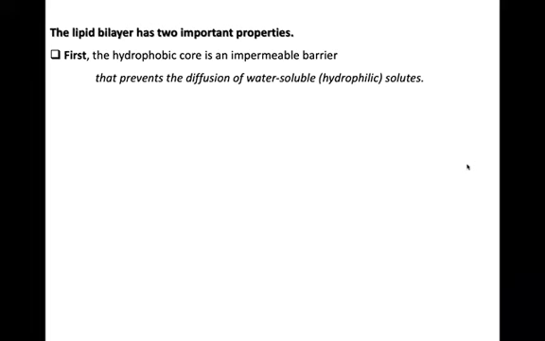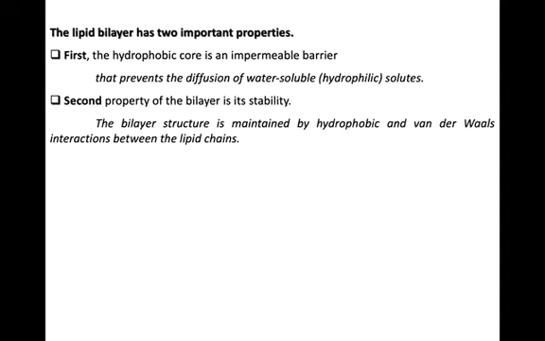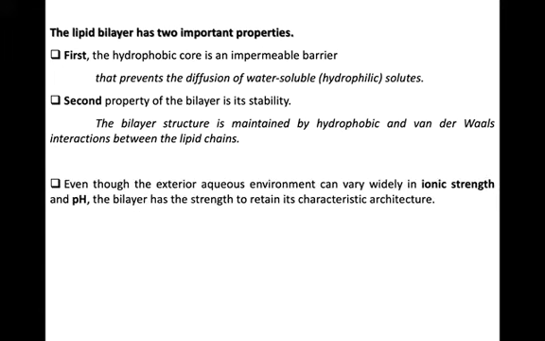So the lipid bilayer has two important functions or properties. First, the hydrophobic core, which is formed of the hydrocarbon chains, is an impermeable barrier. It prevents the diffusion of water soluble molecules, which are the hydrophilic solutes. The second property of the bilayer is its stability. It's very stable. This bilayer structure is maintained by hydrophobic and van der Waals interactions between the lipid chains. That's why the lipid molecules always look aligned.